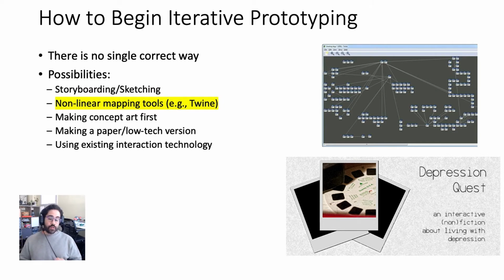Now, you could also focus more on the story aspect of a more narrative game or interactive experience. You could use mapping tools like Twine, for example, which is a really great tool for crafting branching, sort of choose your own adventure style narratives. One example of a game that was developed in that style is Depression Quest, which is a choose your own adventure style game along with graphics and sound.